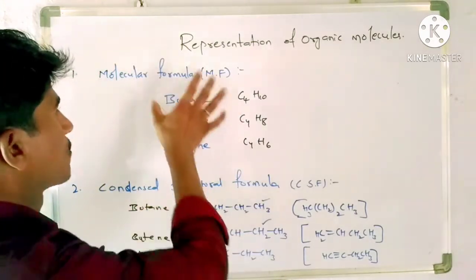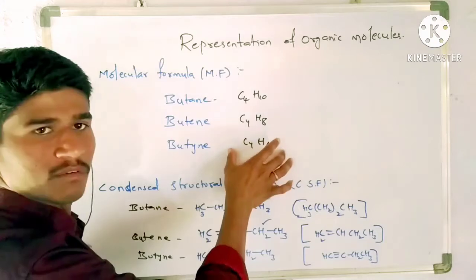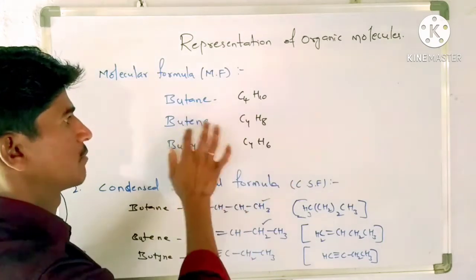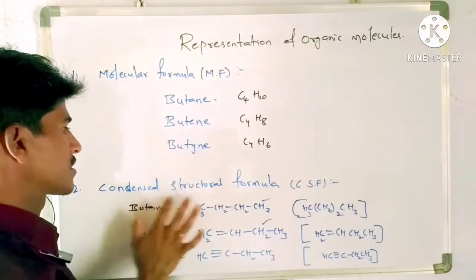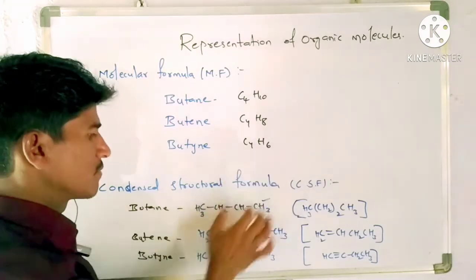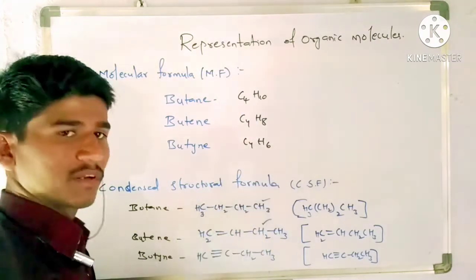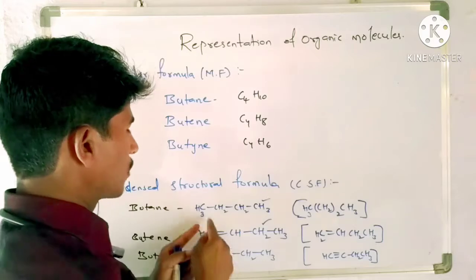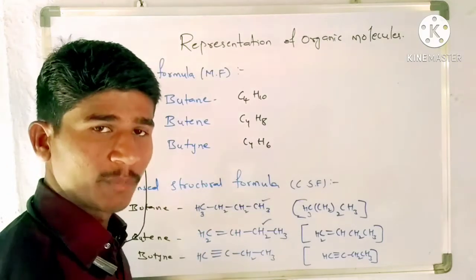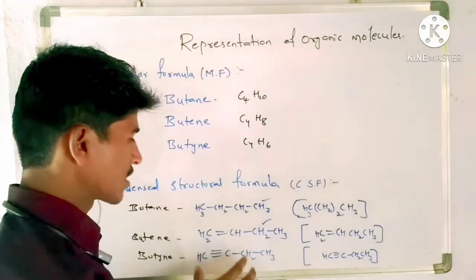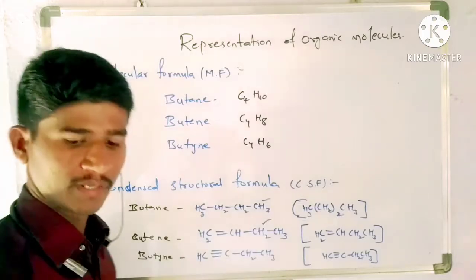This is the molecular formula. Just by using the molecular formula, we can say that this is butane, this is butene, this is butyne. This is the condensed structural formula. It is the same thing, but we are representing perfectly how the bonds are arranged, how many bonds are between the carbons. That is explained here.